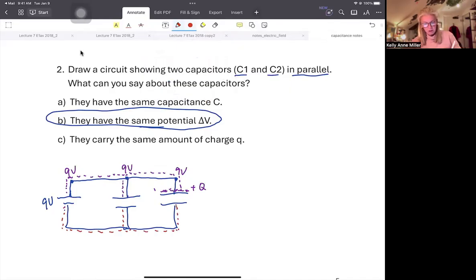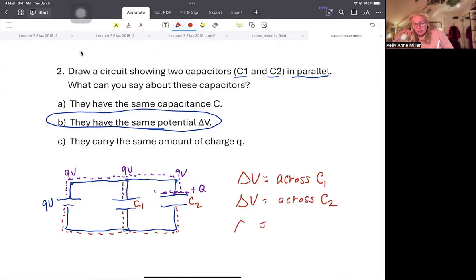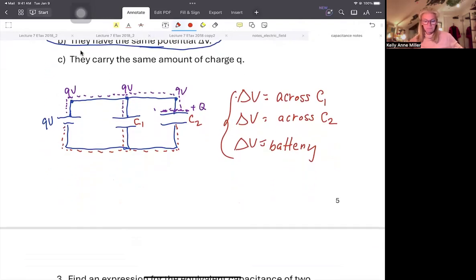Okay, so the potential difference across C1 and C2 would equal the potential difference of the battery. So the potential difference across C1 has to equal the potential difference across C2. Okay, has to equal the potential difference of the battery. So all three of these things are equivalent when you have a situation of capacitors in parallel.